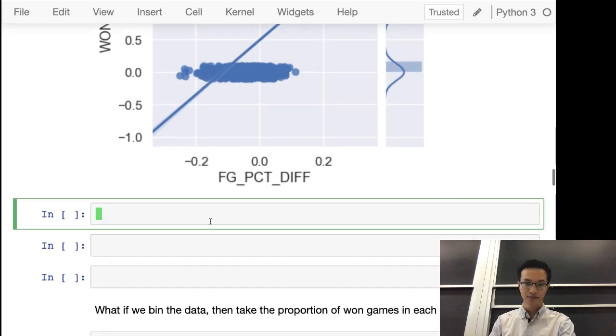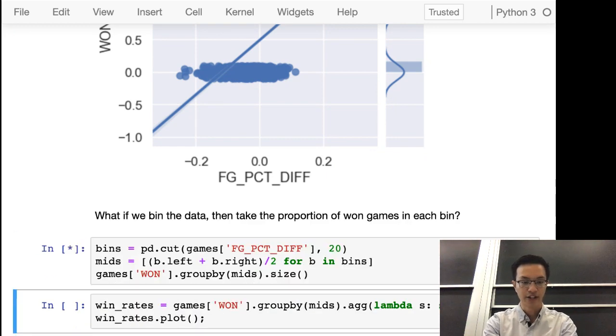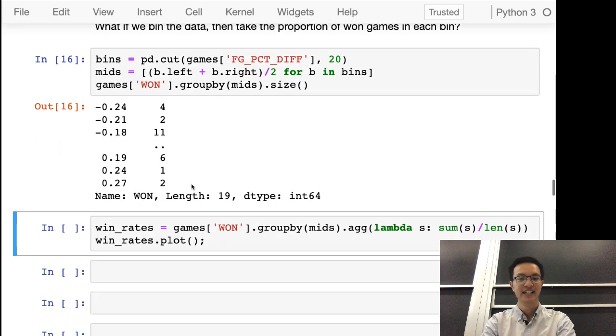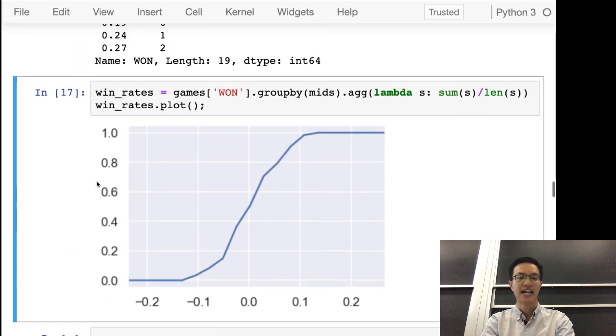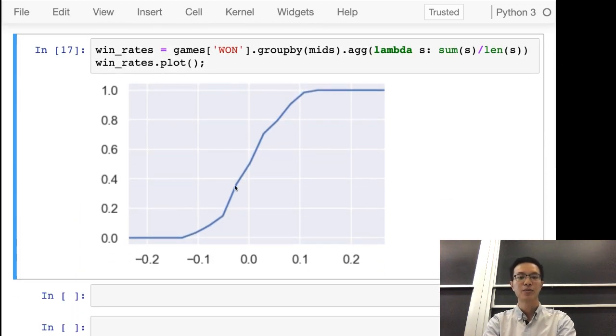Okay, so I have here the code to do that, which just bins the data. And what I've done here is I have binned the data, and every point on this line is the average y value for each bin. And what you can see here is that there is this gradual increase, and it has a very particular shape. It has this S-curve shape. And this S-curve shape arises because as you make or miss more shots than your opponent, you have a gradual increase from losing to winning.